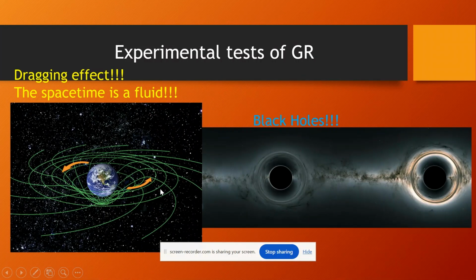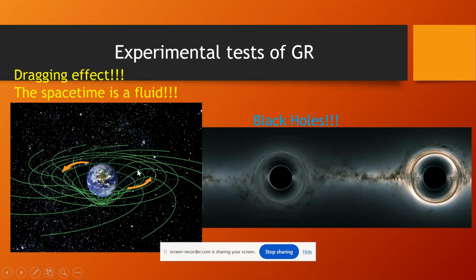Another experimental success of general relativity is the existence itself of black holes, for sure. They have been observed in our galaxy. We have one in the center, and there are many black holes everywhere in the universe. Additionally, there is the dragging effect, which is the following.